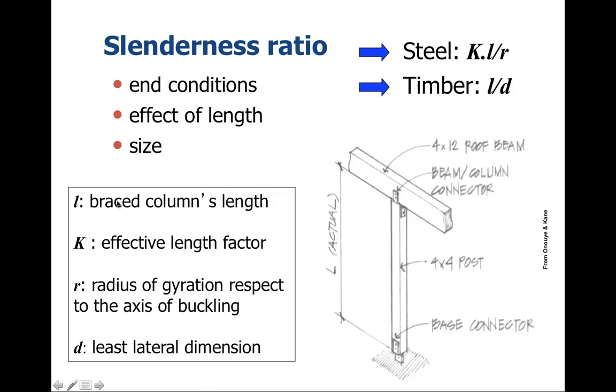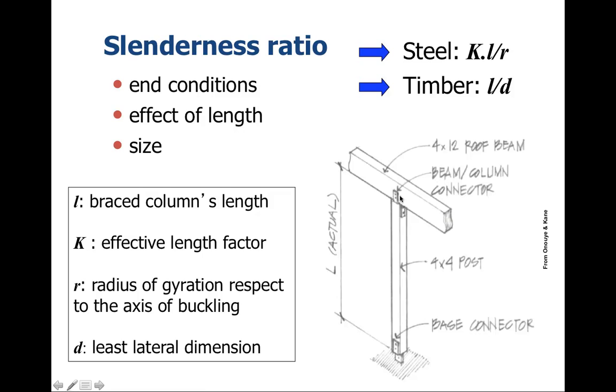So we have L, the unbraced column length. We have K, which is the effective length factor. R is another factor, being the radius of gyration with respect to the axis of buckling, and D is equal to the least lateral dimension.